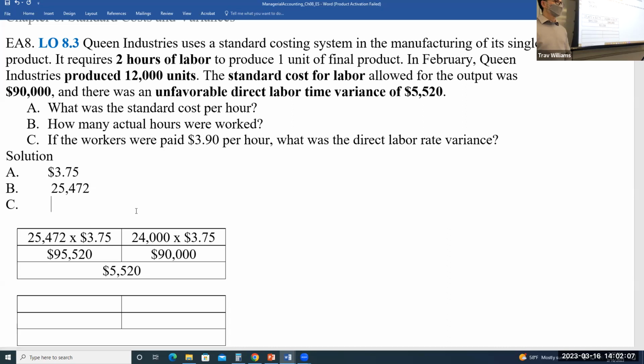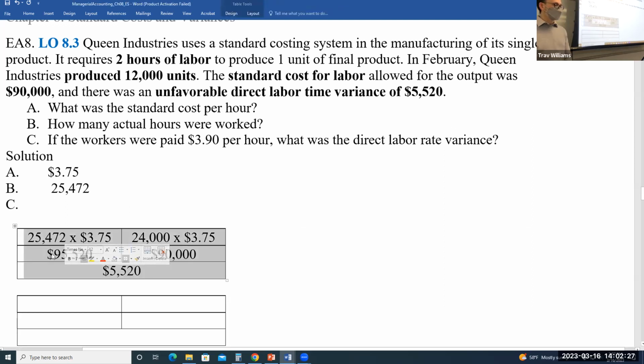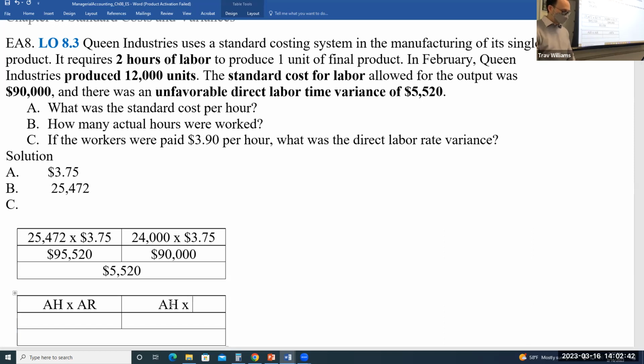Any questions? All right, well, let's look at part C. If the workers were paid $3.90 per hour, so if that were the actual rate, then what would be the direct labor rate variance? Okay. Well, direct labor rate variance is not this formula that we were looking at. That was the time variance. So the rate variance would be actual hours times actual rate minus actual hours times standard rate.